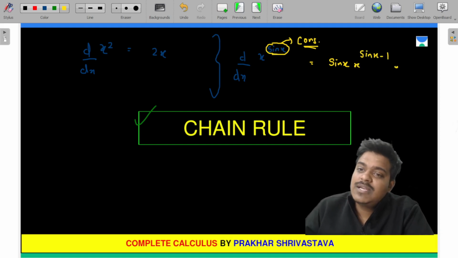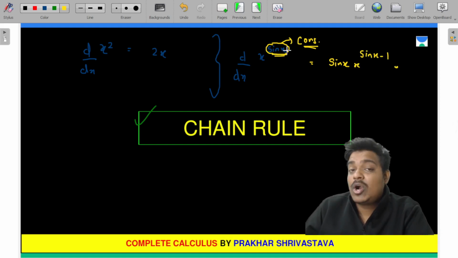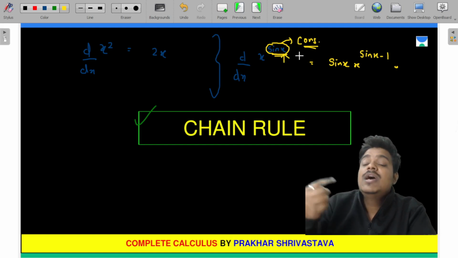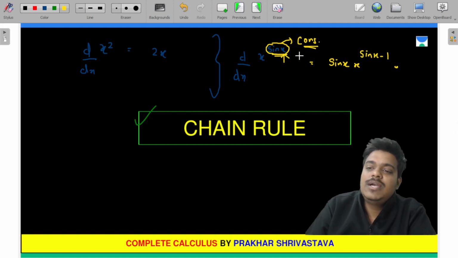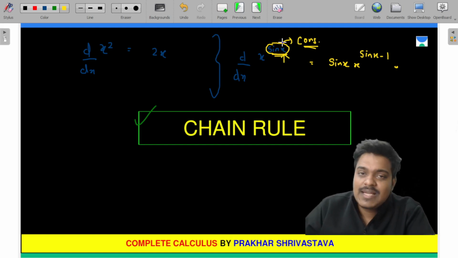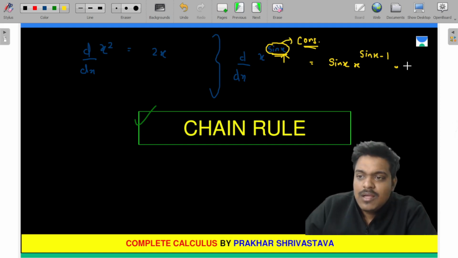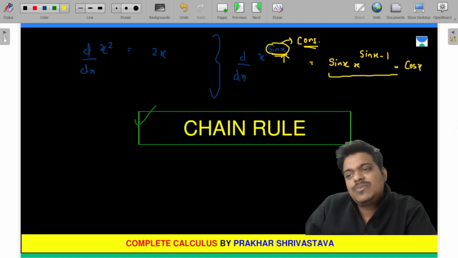Till now you have considered sin x as a constant, but sin x is not a constant. Sin x is having the term x, which itself is a variable. So when x changes, sin x changes. So how can you treat sin x as a constant? So you first treated sin x as a constant, but then you need to differentiate sin x separately. So the differentiation of sin x will be equal to cos x, and hence this will be your answer.